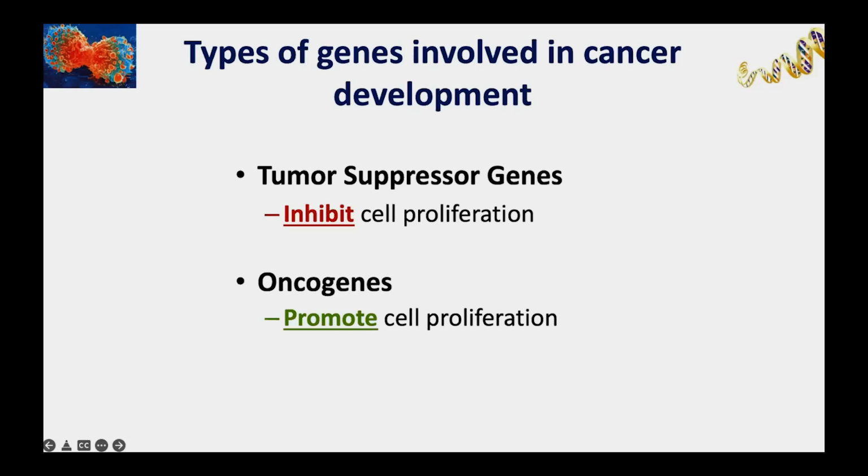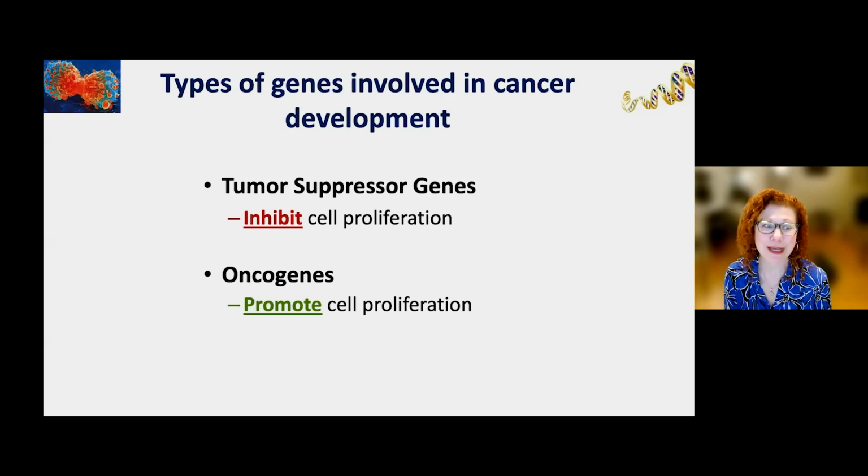The other category of genes are oncogenes, and these are those that promote cell proliferation. We need to promote cell proliferation for wound healing and many other things. Certain cells need to proliferate. We just want them to proliferate at the appropriate time and only as much as we need them to. So again, tumor suppressor genes are those that inhibit cell proliferation. Oncogenes are those that promote cell proliferation.